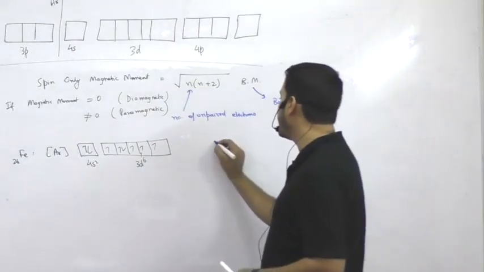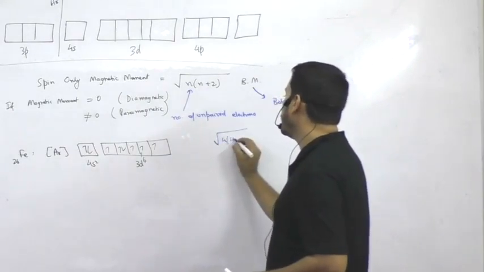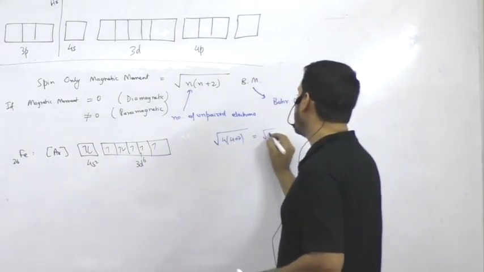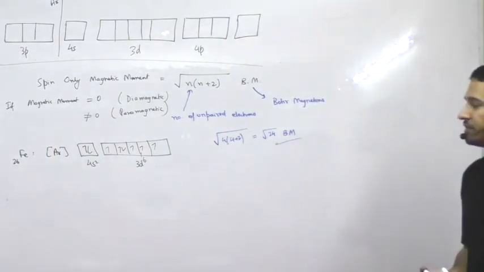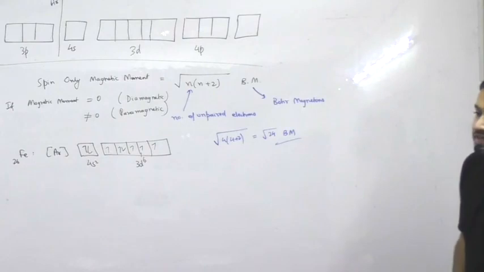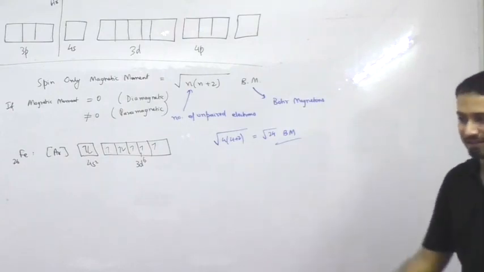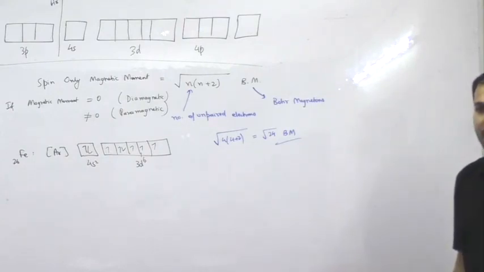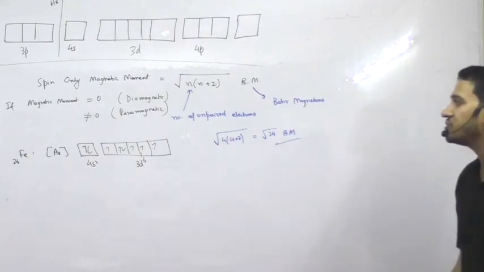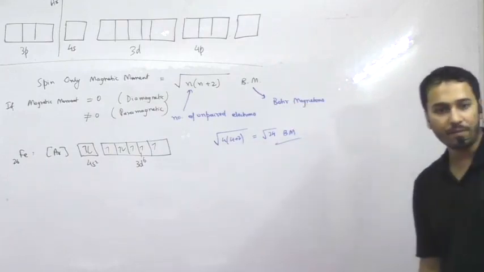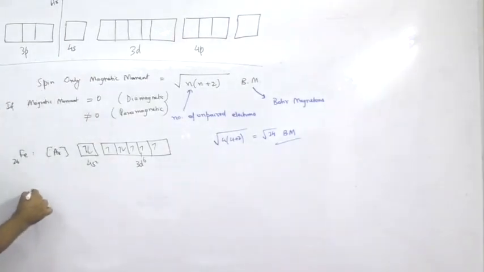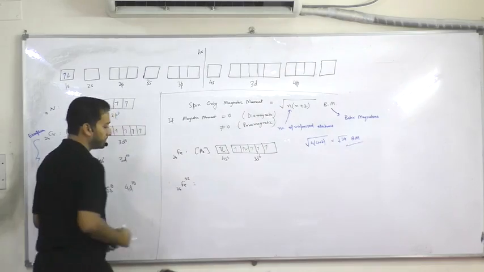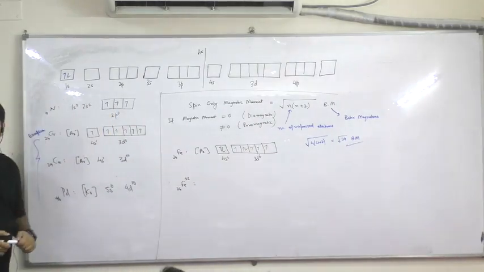So the magnetic moment will be how much? Root 4 into 4 plus 2, which means root 24 BM. The magnetic moment for iron is root 24 BM, and therefore iron is paramagnetic, because its magnetic moment is non-zero. So iron is paramagnetic. Yes. Tell me then, what about iron plus 2? What about iron plus 2?